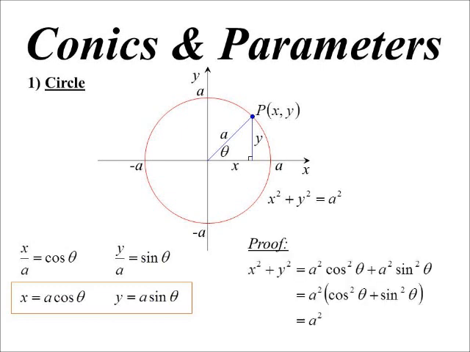And if you don't believe me, watch this neat little proof. x squared plus y squared would be a squared cos squared theta plus a squared sine squared theta. But cos squared plus sine squared is 1, therefore it equals a squared, and that is what we recognise to be the equation of a circle.